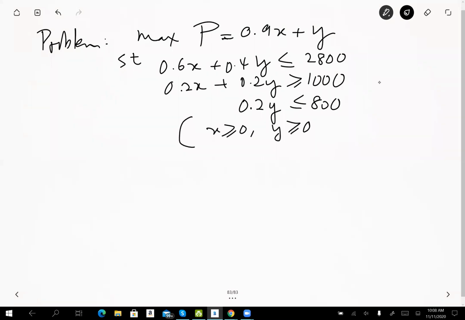This one, you don't have to do it, because we know in application, we only deal with positive numbers. So this is the problem. All right.